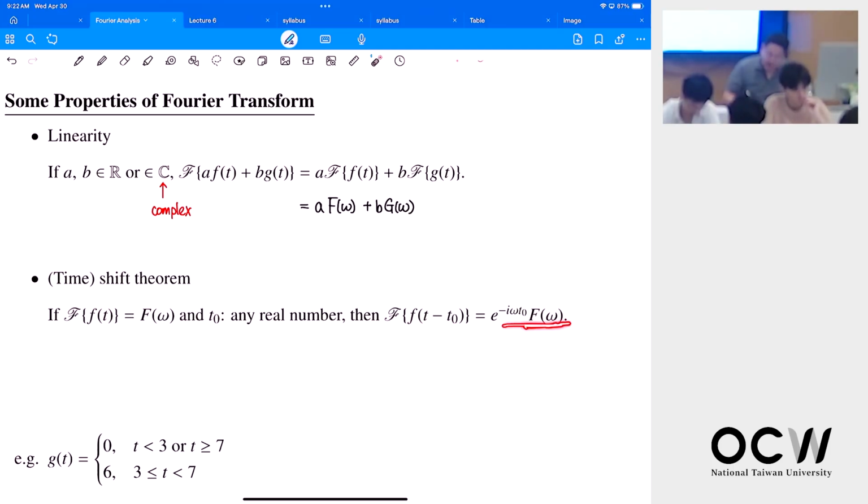And since this is a complex exponential, if I take the absolute value, you can see that with a time shift in the time domain, the magnitude in the frequency domain is still the same. I just have a phase shift. So from this equation, you should know that a shift in time leaves the magnitude in frequency the same, but the phase will be different. Okay, we can have a quick proof.